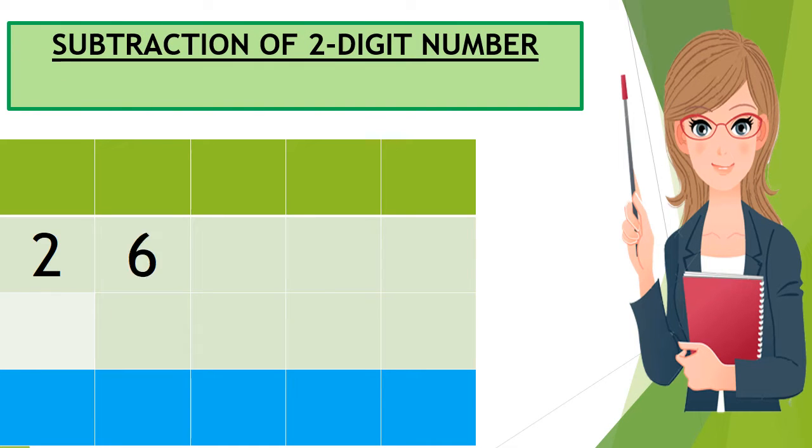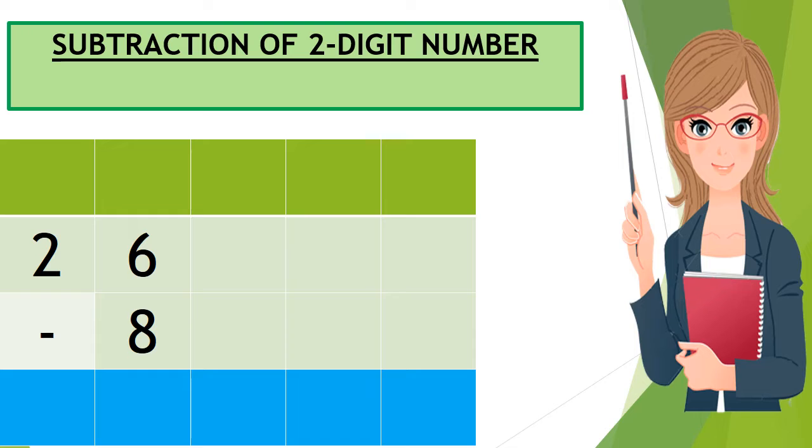So here is an example: 26. From this we have to subtract 8. We will put a minus sign. We always start subtraction from the right-hand side and move to the left-hand side. Also, we write the bigger number at the top, and below it we write the smaller number. We always subtract the smaller from the bigger one.